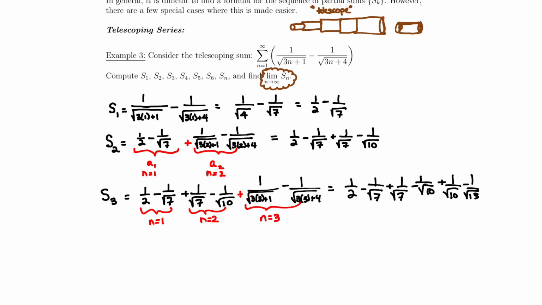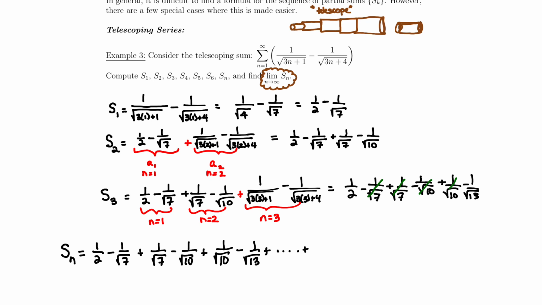You guys see what's happening? As we list out terms, we're noticing a pattern. We're noticing that things are starting to cancel for us. So let's go all the way down to S sub n, and let's write out S sub n. It starts out with 1/2 and then minus 1 over the square root of 7. And then it goes 1 over the square root of 7 minus 1 over the square root of 10. And then 1 over the square root of 10 minus 1 over the square root of 13.